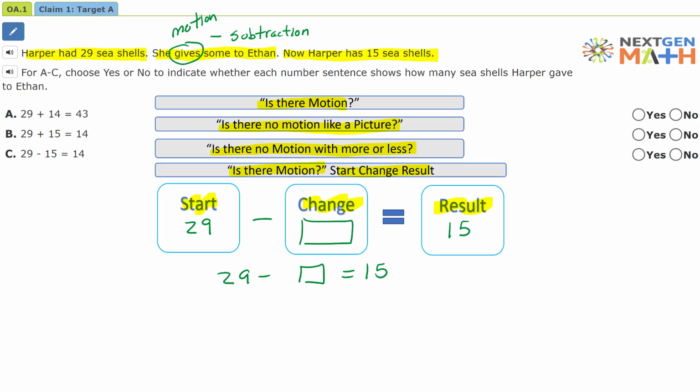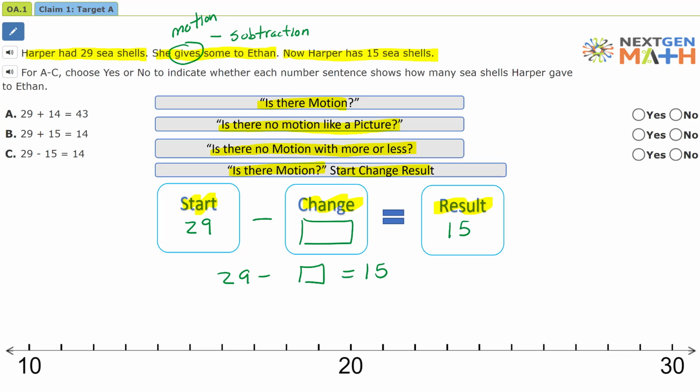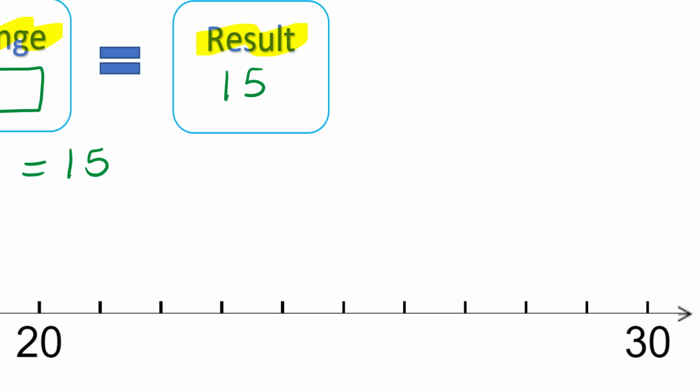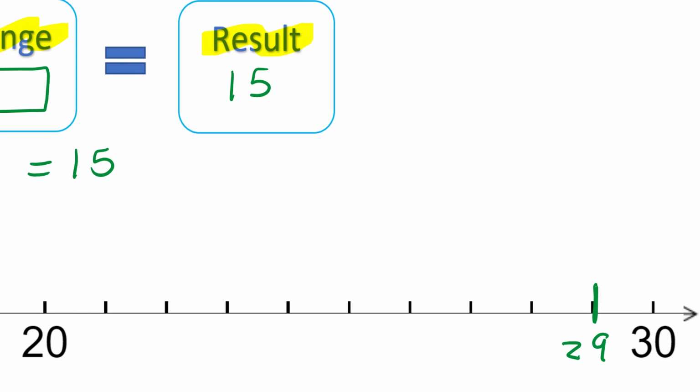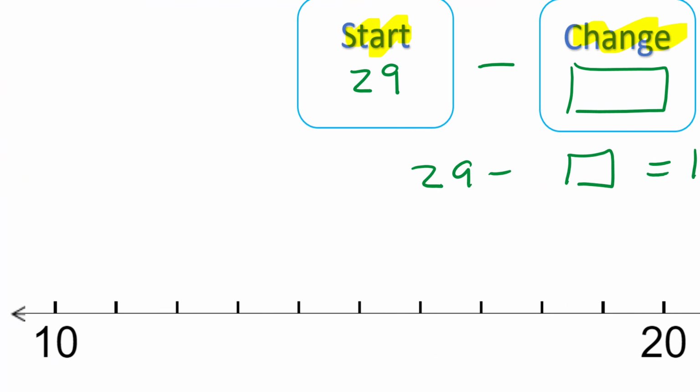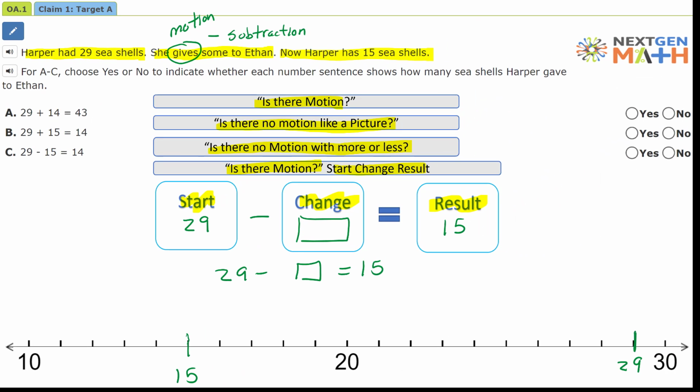Let's use a number line to help solve this, and then we'll use our numbers. By using the number line, we're going to start over here with 29, and we're going to end over here with 15 because that's the result. Here's where 15 is on the number line. So we're going to determine the distance from 29 to 15, and that'll be our answer.